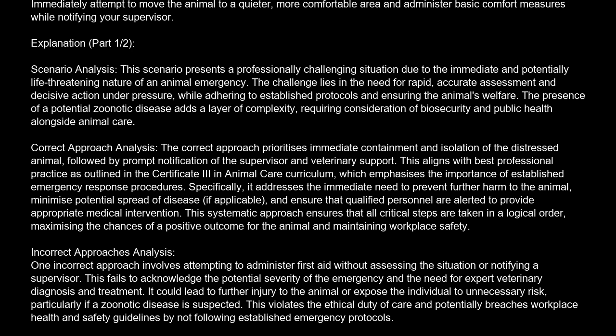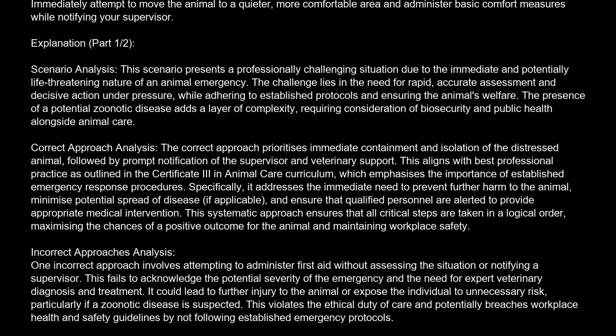The challenge lies in the need for rapid, accurate assessment and decisive action under pressure, while adhering to established protocols and ensuring the animal's welfare. The presence of a potential zoonotic disease adds a layer of complexity, requiring consideration of biosecurity and public health alongside animal care. Correct approach analysis.